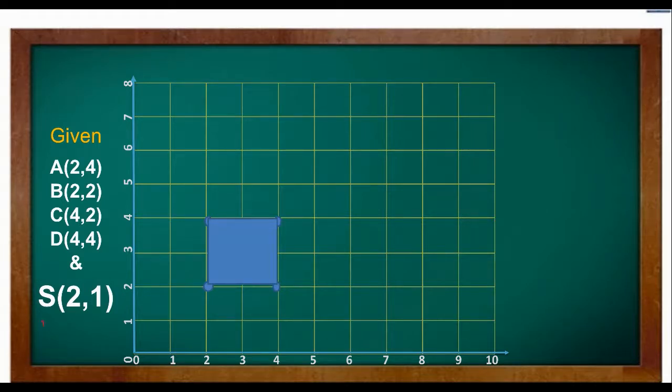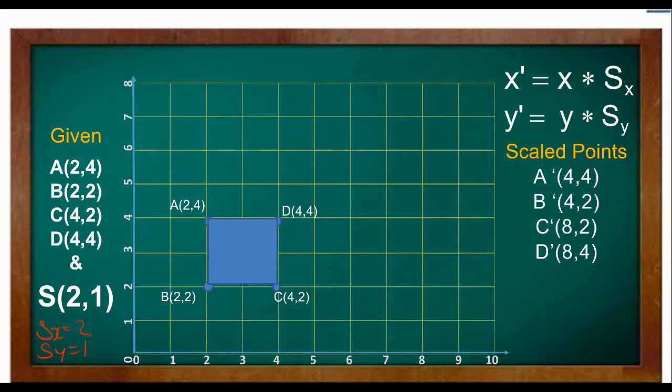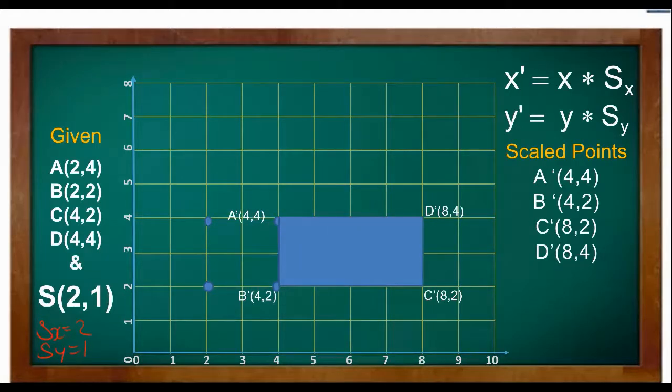Here we see sx is equal to 2, whereas sy is equal to 1. In this case, if we apply the scaling, as usual, we'll be getting the points like this, and when we move the object to the scaled point, we can see only the x value is changed, not the y value. So here we are getting a rectangle. A square is converted into a rectangle.